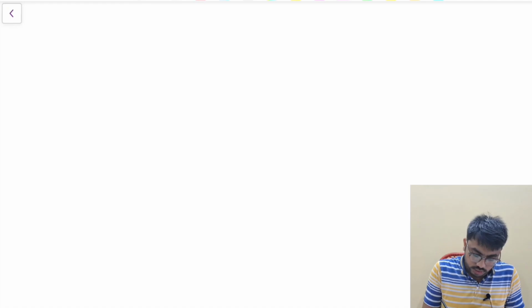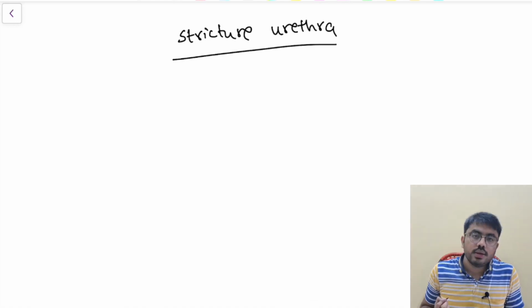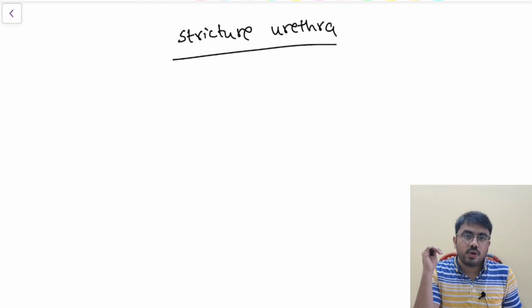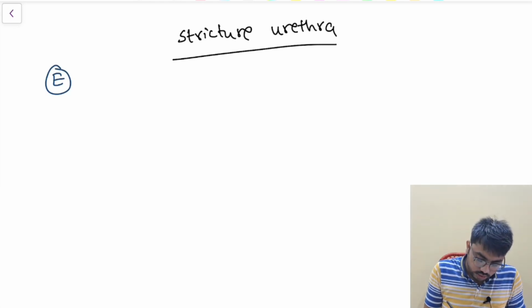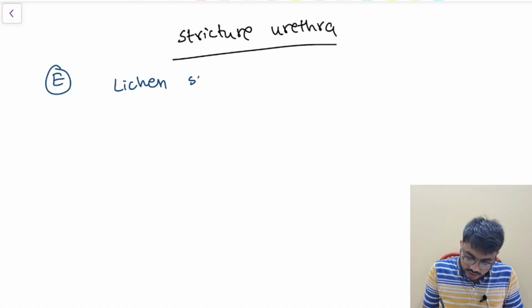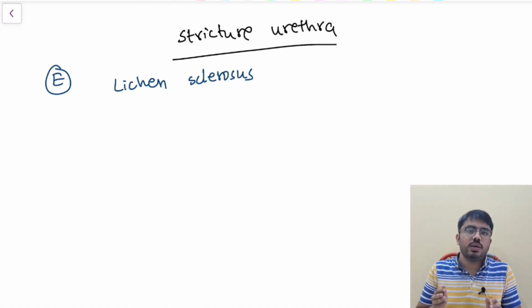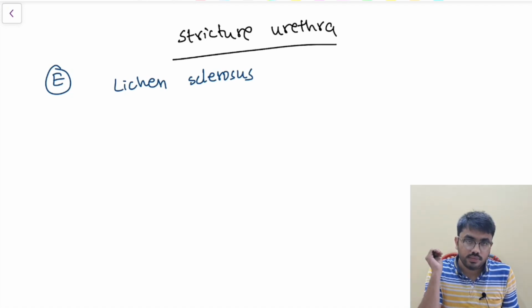Coming to the next question. The next question is about stricture urethra, or simply urethral stricture, as you can also call it. What is the cause for this stricture urethra? What is the etiology, or what are all the causes? There is a condition called lichen sclerosis, where there will be sclerosis. That is one condition where you can see it.